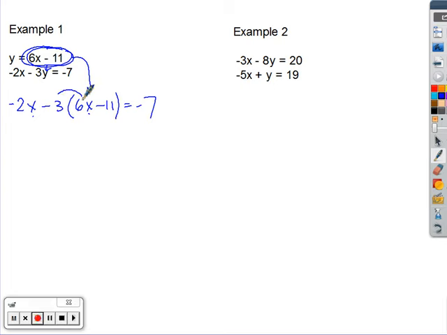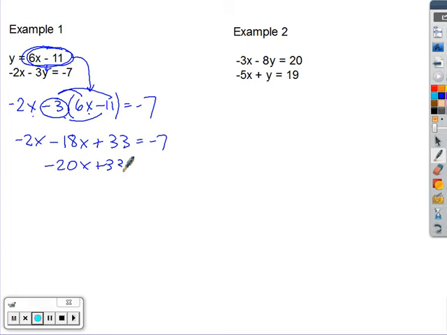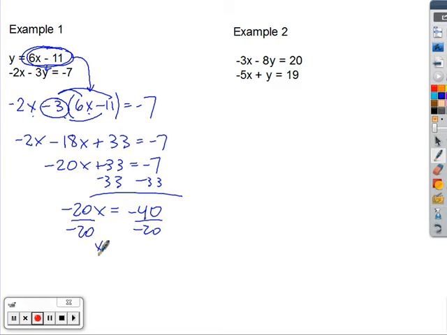Now I solve. So I distribute. All your solving strategies here apply. Negative 2x minus 18x plus 33 equals negative 7. Don't forget that this is a negative 3 being distributed. That's why this becomes a positive 33. I want to combine like terms here, so that's negative 20x plus 33 equals negative 7. Subtract 33 from both sides. So I get negative 20x equaling negative 40. I divide by negative 20. So x equals 2.